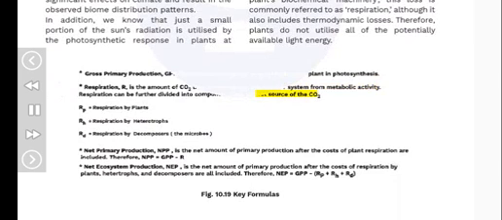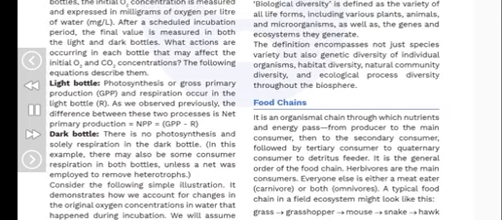Net primary production, NPP, is the net amount of primary production after the costs of plant respiration are included. Therefore, NPP equals GPP minus R. Net ecosystem production, NEP, is the net amount of primary production after the costs of respiration by plants, heterotrophs, and decomposers are all included. Therefore, NEP equals GPP minus (Rp plus Rh plus Rd). Key formulas.